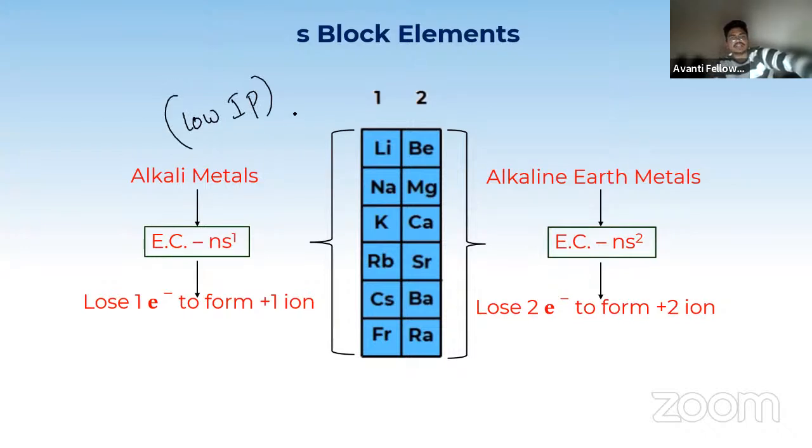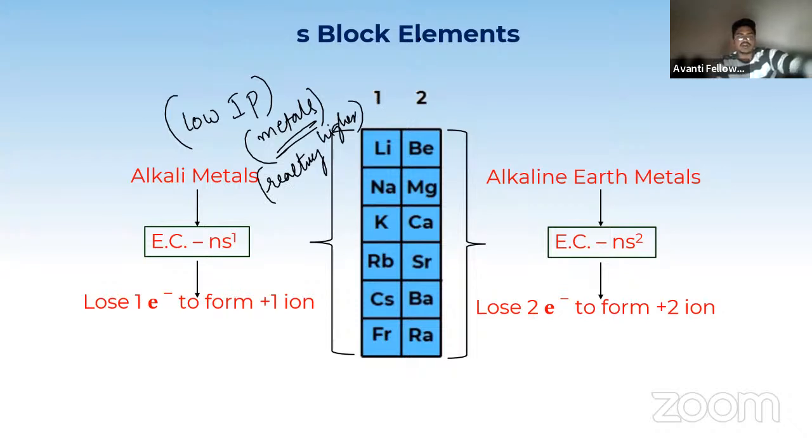They are metals. Usually they all are metals. Okay, and usually their reactivity is higher. Why is the reactivity higher? Because they can easily lose the electron. So that's why their reactivity is higher. Okay. And usually cesium and francium, barium and radium, they are radioactive elements. Okay. So this is another important point.